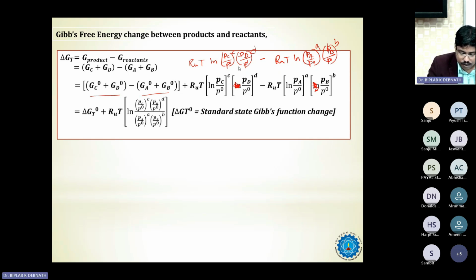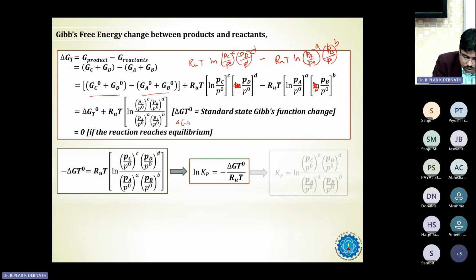Now, from there, if we write in this particular form, GC naught plus GD naught minus GA naught plus GB naught is equal to delta GT naught. Okay, so delta GT naught is basically the change of total Gibbs functions, which are standard state Gibbs functions. So delta GT naught is basically the standard state Gibbs function change. So this is GT, this is GT naught.